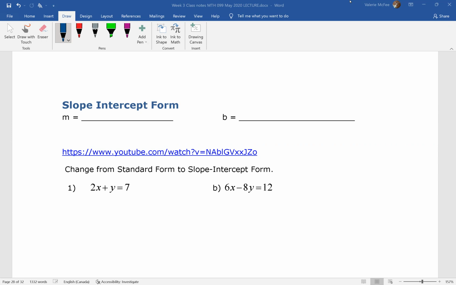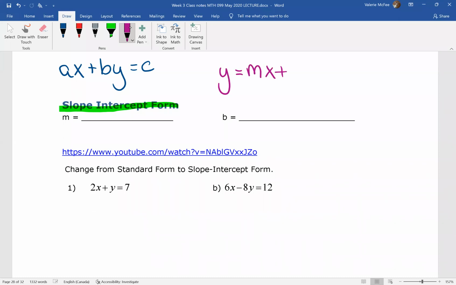So at the start of this week, we were talking about a linear equation in standard form. Today, we want to talk about slope-intercept form. Slope-intercept form is the equation y equals mx plus b, where m is the slope and b is the y-intercept. Now notice that m is just the number that multiplies x. It does not equal x.